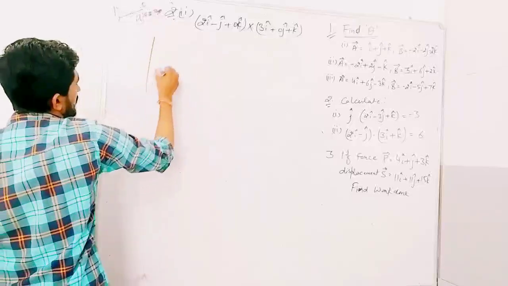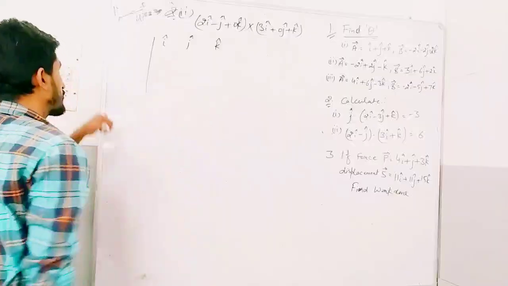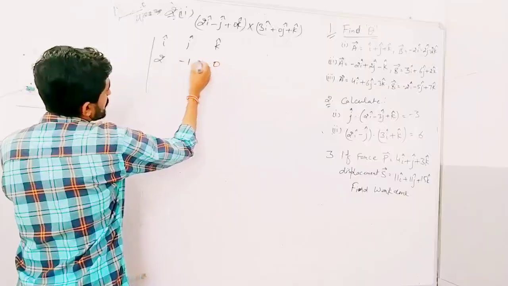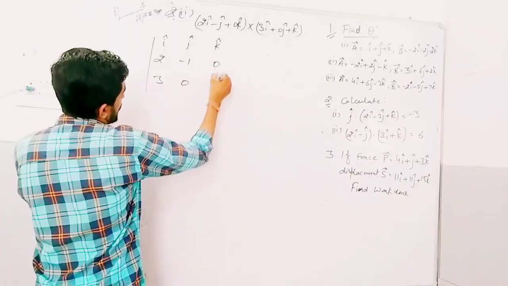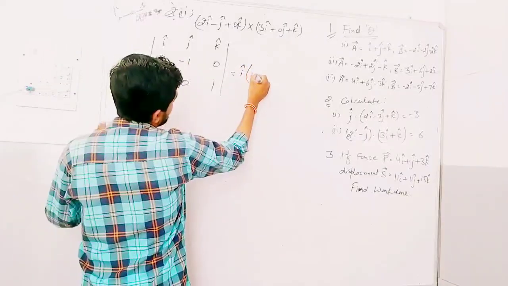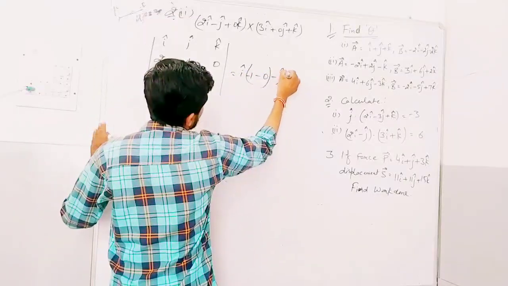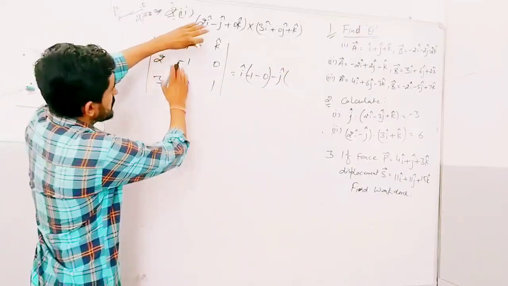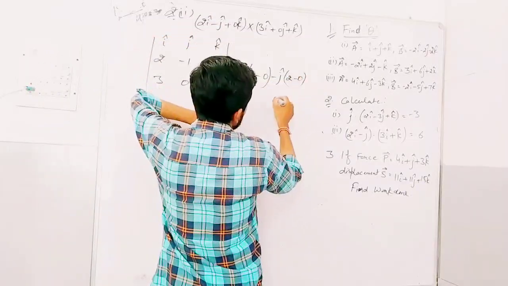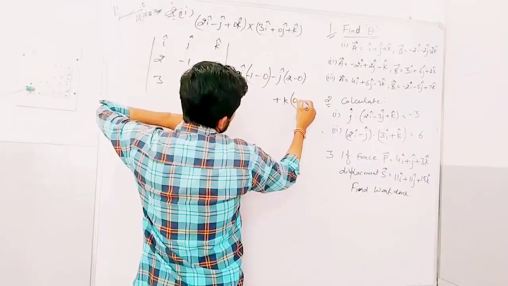Then we have to take the determinant with i cap, j cap, k cap, then 2, minus 1, 0, and 3, 0, 1. Here we have i cap times minus 1 minus 0, minus j cap times 2 minus 0, and k cap gives 0 minus of minus 3, which is plus 3.